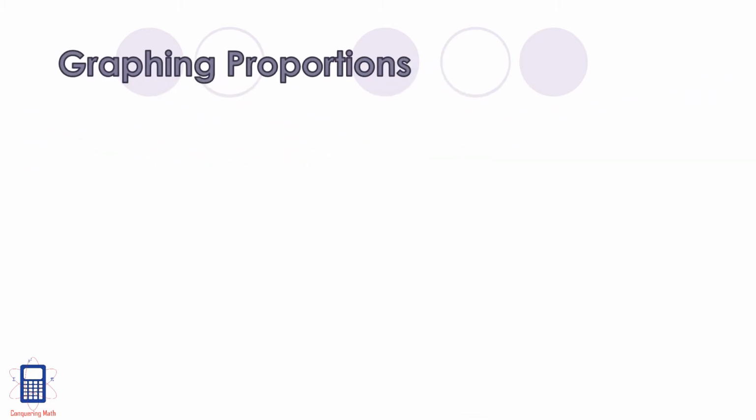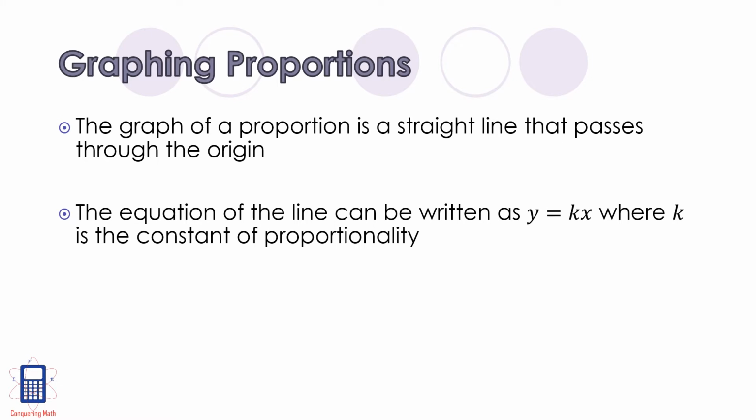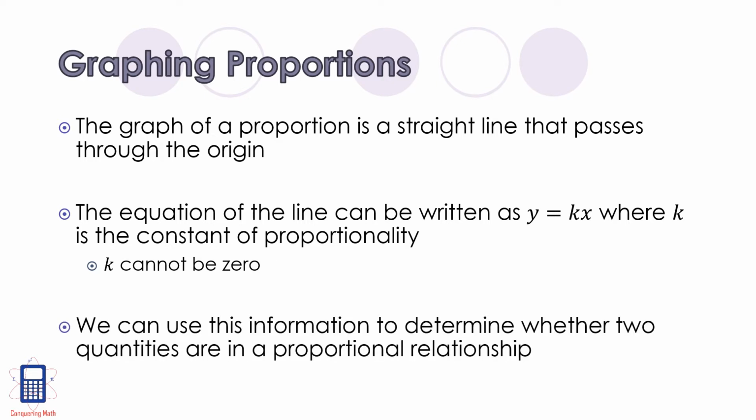When we're looking at a graph, we'll know that it's proportional if it's a straight line that passes through the origin. We can then write an equation of the line in the form y equals kx, where k is the constant of proportionality. One important note, in this case k cannot be 0. We'll start by taking a look at graphs and determining whether or not the two quantities are in a proportional relationship by looking at the graph itself.